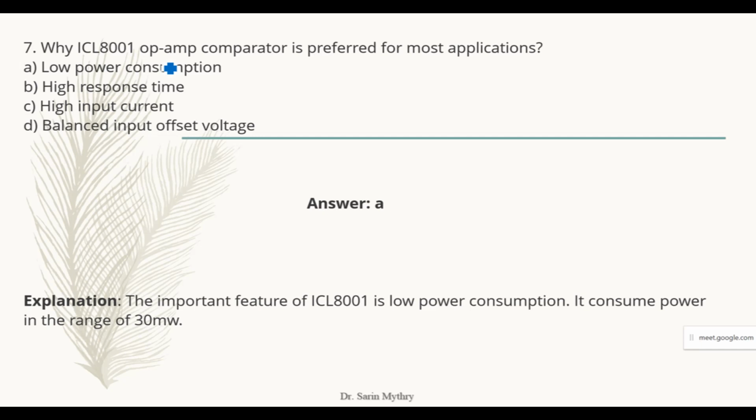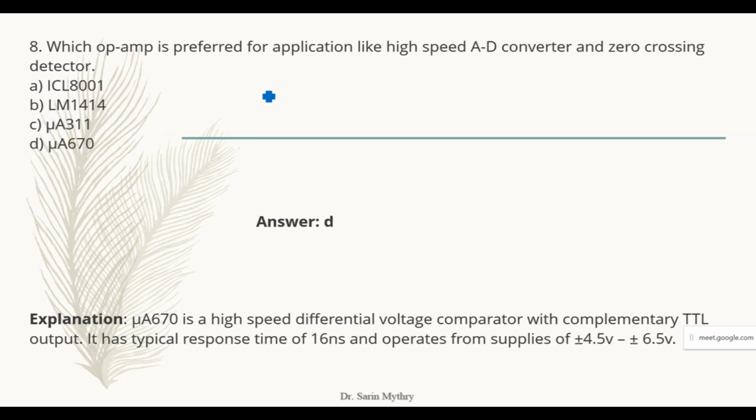of comparators. These comparators are mostly used for low power consumption, where they consume only some amount of power. So what is the power consumption of this ICL 8001? It's hardly 30 milliwatt. It can consume 30 milliwatt of power while doing comparisons at low power operations. So among these, option A is the correct one, where the ICL 8001 comparator is used for low power operations.